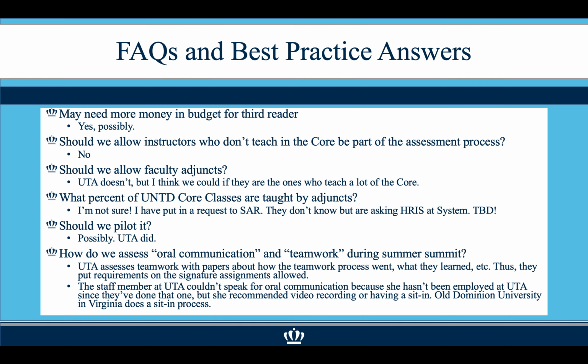One question someone brought up is that we may need more money in the budget for a third reader if we have that point discrepancy, and my answer is yes, possibly. Another question: should we allow instructors who don't teach in the core to be part of this assessment process? The group I presented to so far thought no, and so they were not part of that. On the slide about which faculty would participate, they weren't included. Should we allow adjunct faculty? UTA doesn't, but I think we could if they're the ones who teach a lot in the core.